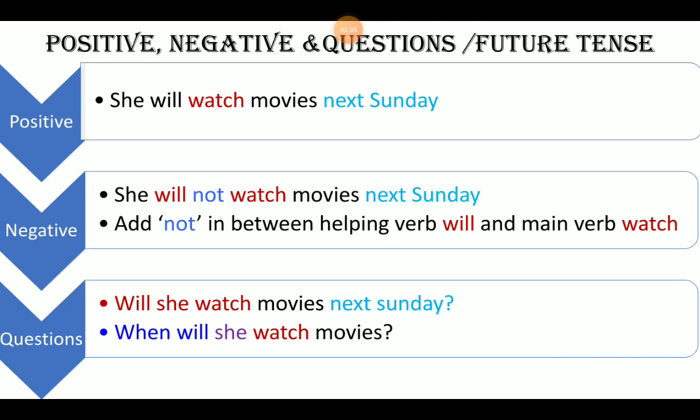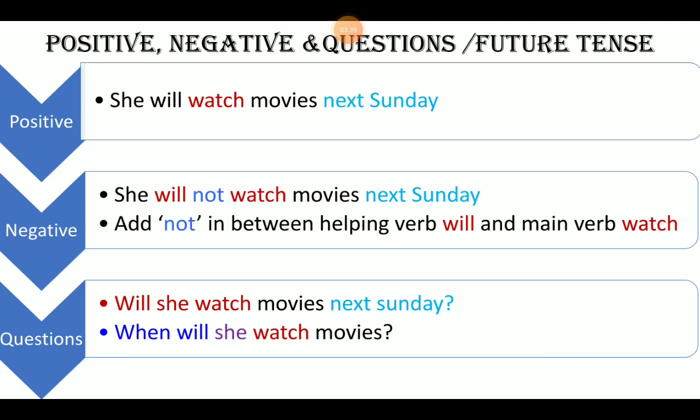Let's see in detail how to write positive sentences, negative sentences, and questions. She will watch movies next Sunday. Look at this sentence. Here, next Sunday is the keyword. It denotes the sentence is in future tense. Got it? And then how to change this into a negative sentence? So I have drilled you in the last class, last session, on positive sentences and negative sentences for present tense and past tense. So what we have to do?